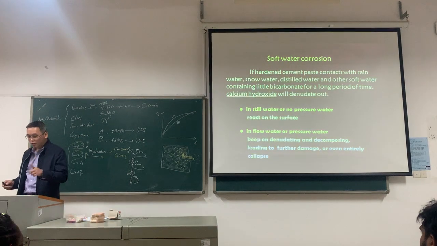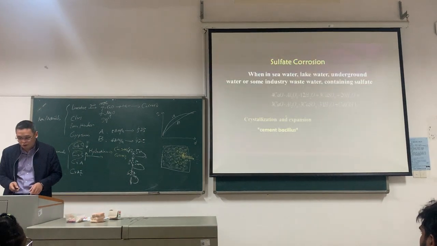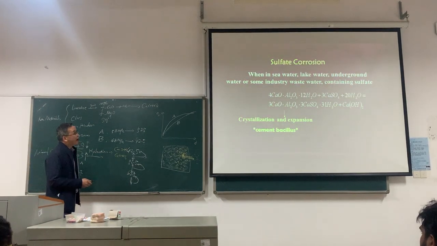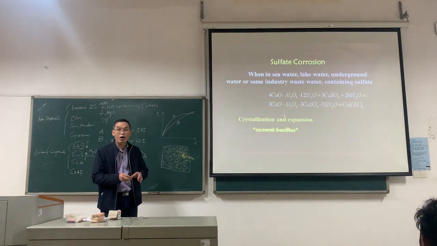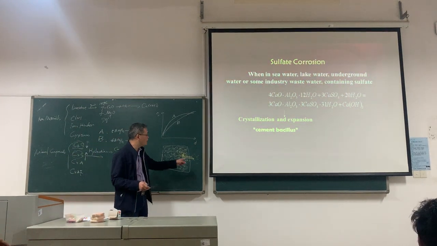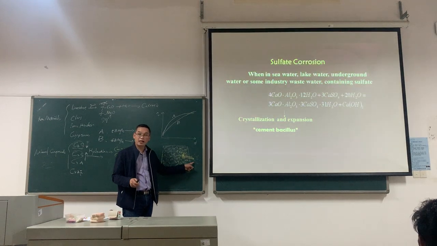So this one is solid water chlorine. The second one is for the surface chlorine. Where does the surface chlorine come from? It comes from the water.